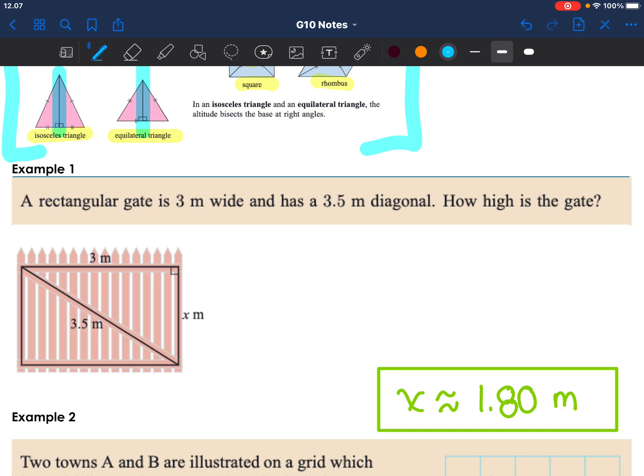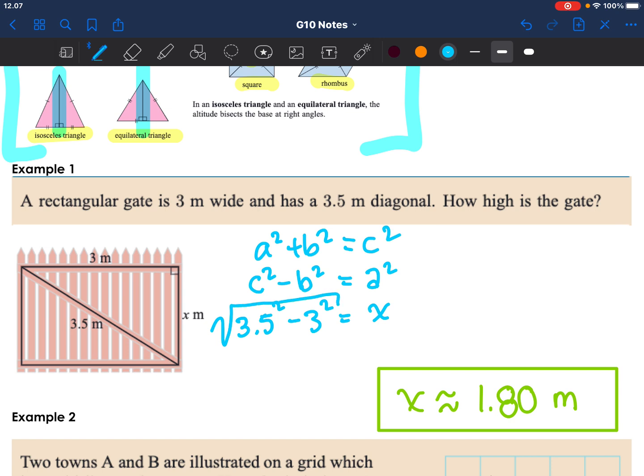So we all know that Pythagorean theorem says a squared plus b squared equals c squared, which means the squares of the legs, you add them together, equals the square of the hypotenuse. But for this one, we are given the hypotenuse but missing one of the legs. So that means we have to modify it so that we can get the leg. So in this case, 3.5 squared minus 3 squared equals x squared, but we have to square root that. So x is approximately equal to 1.80 meters.